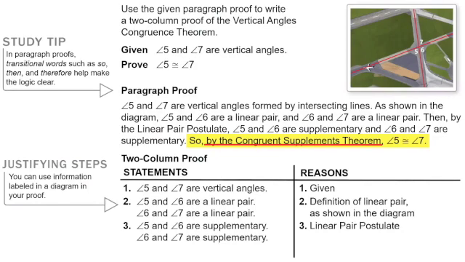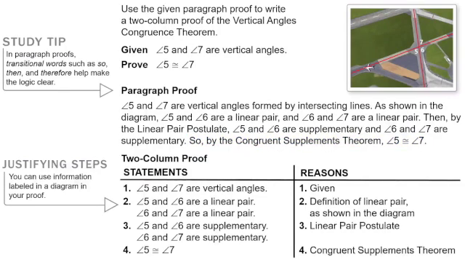So ultimately, we can make our final statement. See the word "so," and we're using the congruent supplements theorem. Angle 5 and angle 7 are also shown to be congruent here.